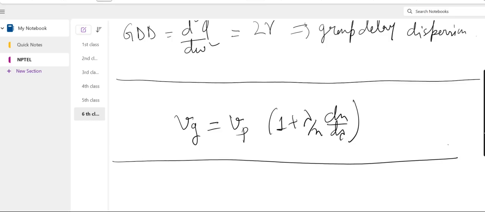And basically, when the pulse is negatively chirped, the group velocity of some frequency is less than the group velocity of some other frequency. So basically negative chirp means GDD is negative. So then what would happen? So these are the things.